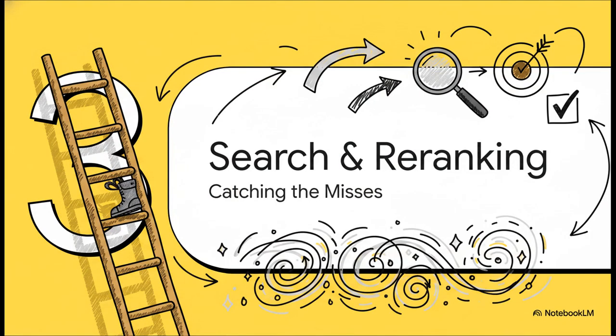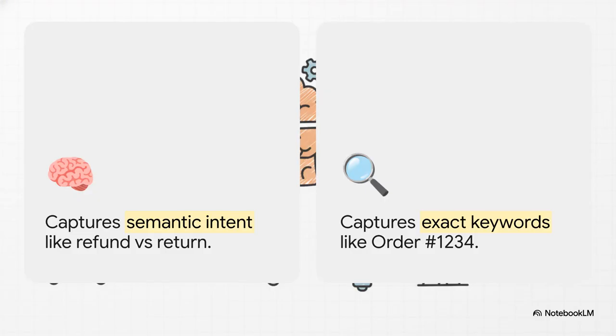Okay, Section 3, Search and Re-ranking. Let's talk about catching those misses. So, why does pure vector search eventually let you down? Well, dense vector search is amazing for semantics. It intrinsically knows that refund and reimbursement are related, but it is frankly terrible at exact keyword matches. If a user searches for order #1234, vector search might just return a bunch of documents about orders in general. Sparse search, like BM25, is the exact opposite.